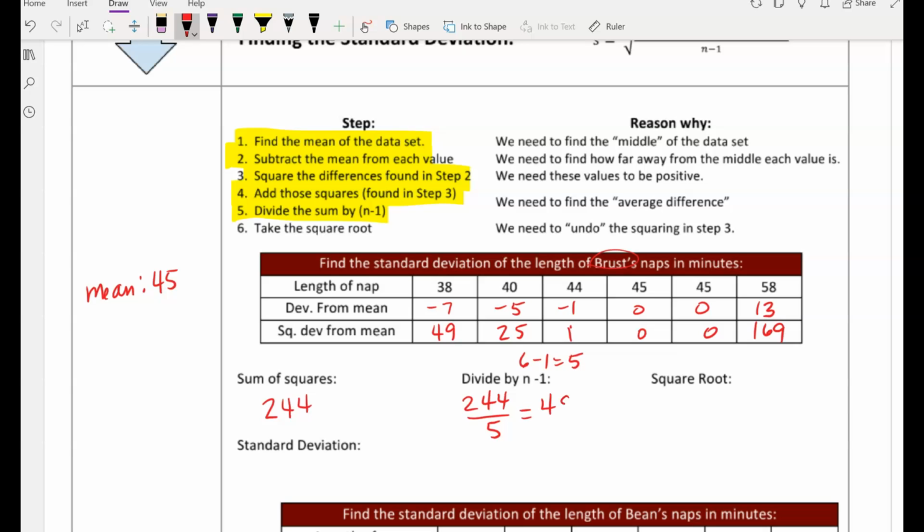That gives us a result of 48.8. This is called the variance. So you'll hear that word again. Now we want to take the square root of that. When we take the square root of that number, we're going to get a long decimal. So the square root of 48.8 is 6.000.